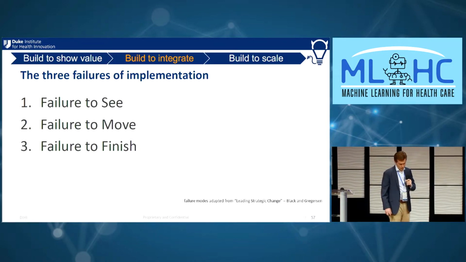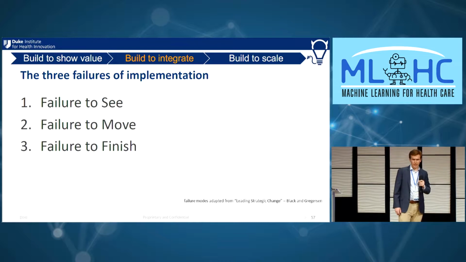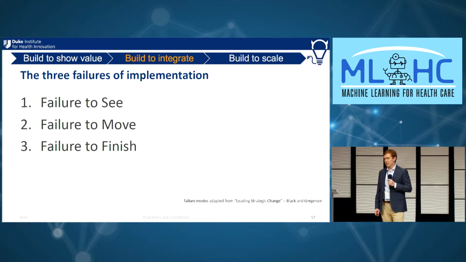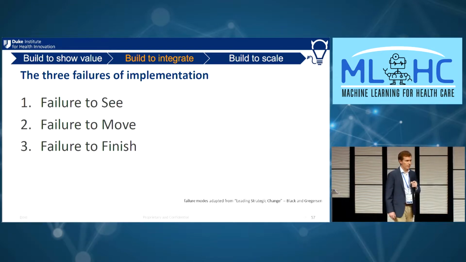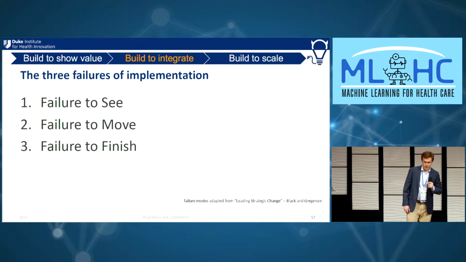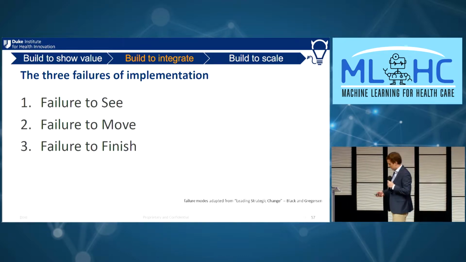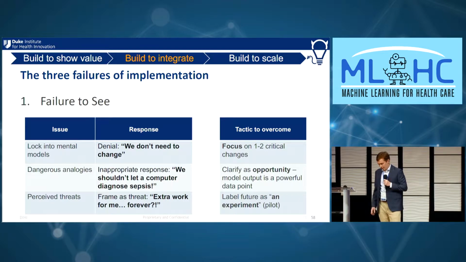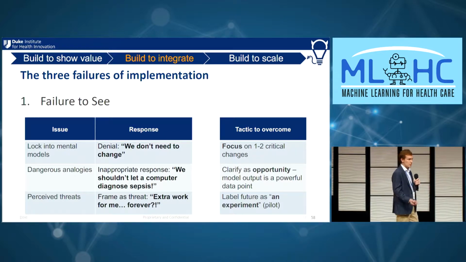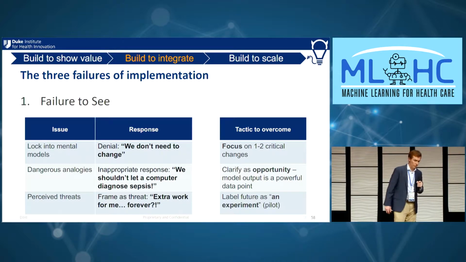To help illustrate the build to integrate principle, I wanted to use a framing originally from Leading Strategic Change, a book by Black and Gregersen, which focuses on 3 failures. The first is failure to see, failure to move is the second, and failure to finish is the third. So failure to see really stems from that Machiavelli quote: that fear of change really prevents the start of the acceptance of the new order of things.